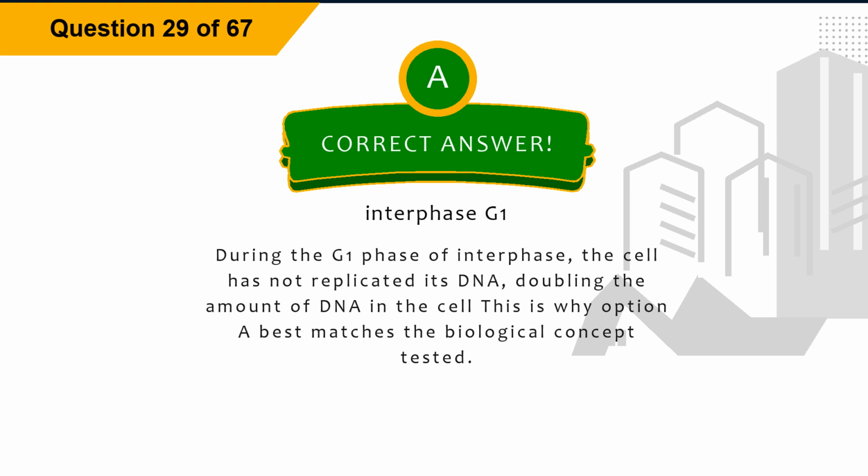Explanation. During the G1 phase of interphase, the cell has not yet replicated its DNA, which would double the amount of DNA in the cell. This is why option A best matches the biological concept tested.